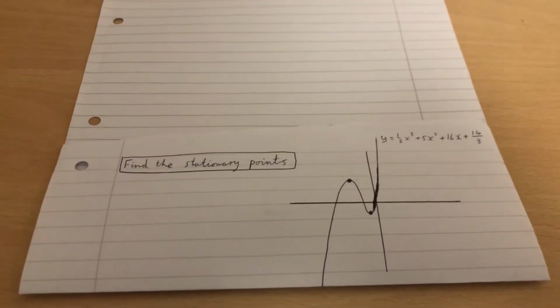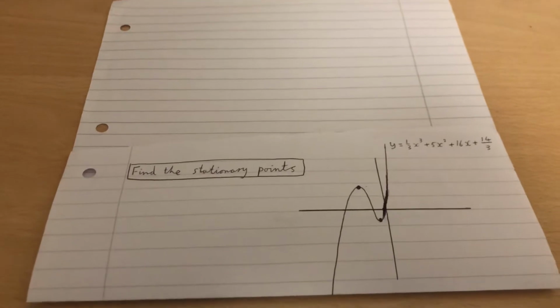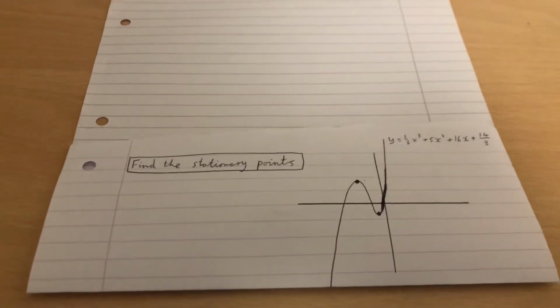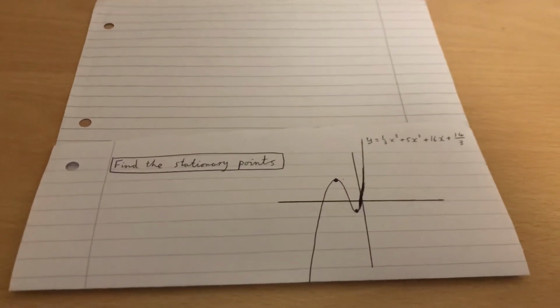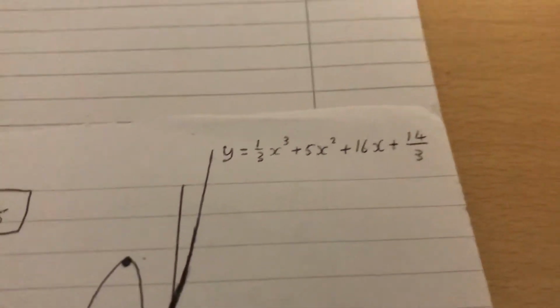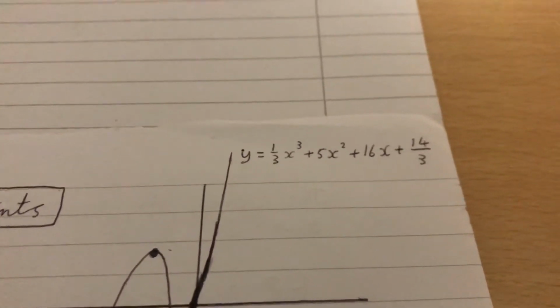Okay guys, in this video I'm going to go over an introduction to stationary points by going over a fairly basic question, just so you can understand the principles involved in answering the question. So what you'll normally get in a question is just an equation like this, where you've got y equals a third x cubed plus 5x squared plus 16x plus 14 over 3.